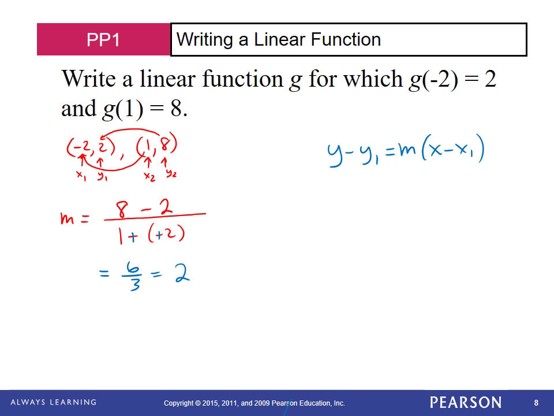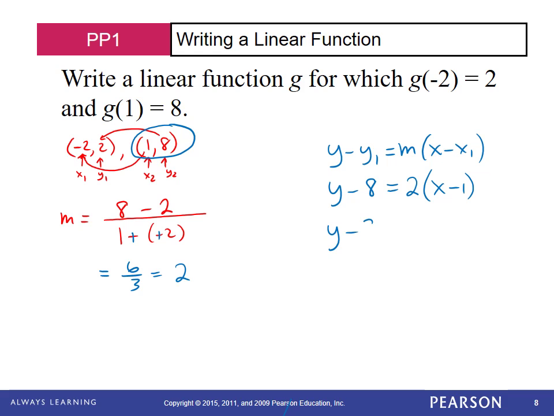I prefer plugging in 1/8, just because I don't have to deal with the negatives there initially. So how about 1 minus 8 is equal to 2. That's my slope, and it's x minus 1. Cool, I'll work with that.